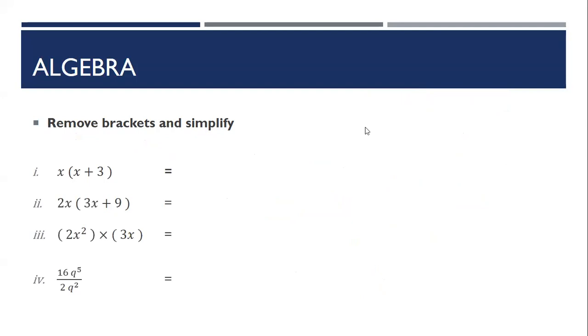Okay, so here remove brackets and simplify. You have 4 questions. Please quickly do them and give me the answers. The first question is x into x plus 3, the second is 2x into 3x plus 9, the third is 2x square into 3x, and the fourth is 16 q power 5 divided by 2 q square. So here also you have to remove the brackets. First remove brackets and then simplify.